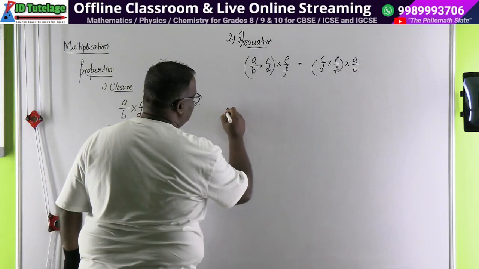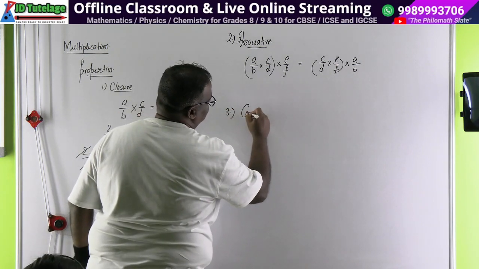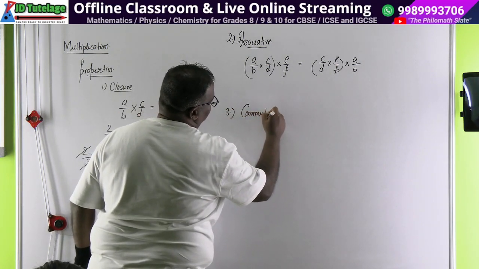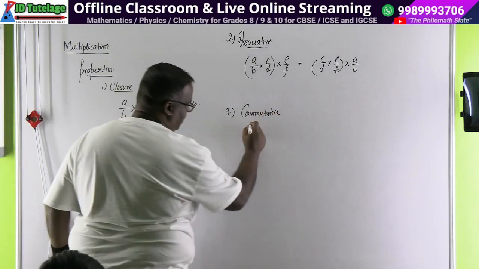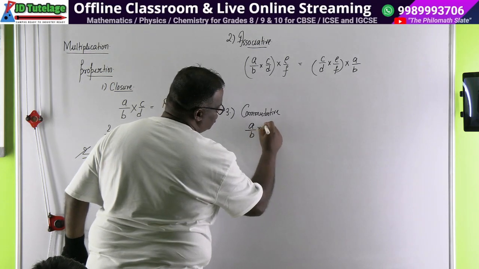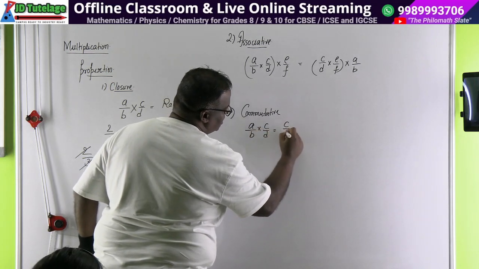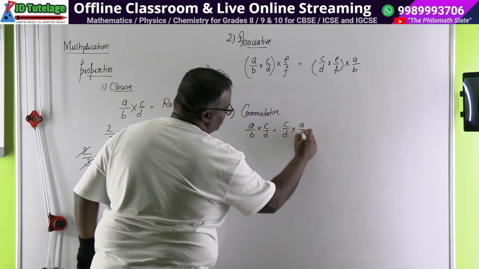लेकिन पहले पढ़ना था कम्यूटेटिव. कम्यूटेटिव क्या है? मगनलाल इंटू छगनलाल इज इक्वल टू छगनलाल इंटू मगनलाल. A by B into C by D is same as C by D into A by B.